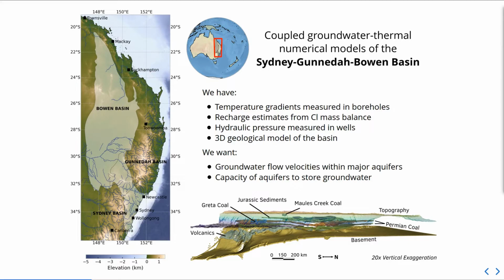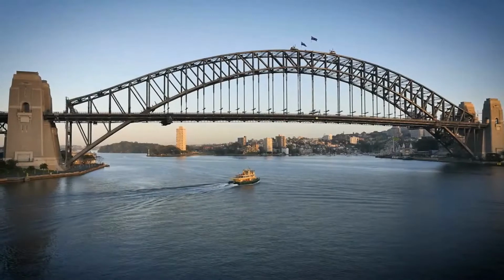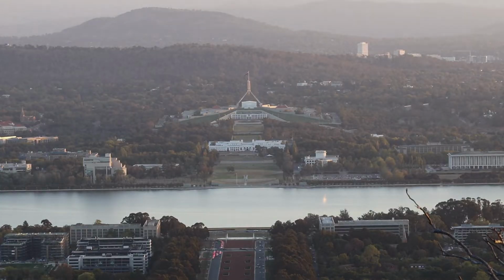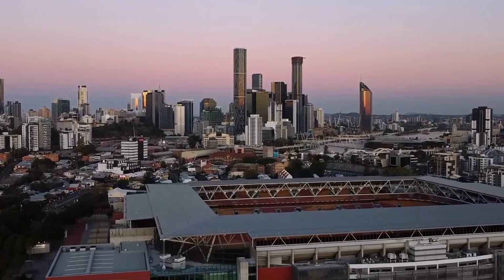With that background in mind, we have assembled a coupled groundwater thermal model of the Sydney-Gunnedah-Bowen Basin, which is located along the eastern third of Australia. This is a region important for agricultural production and home to some of the largest urban settings in Australia, encompassing Sydney, Canberra, Newcastle and Brisbane. We have assembled a 3D geological model of the entire region, which includes major sedimentary layers, which act as aquifers, and coal seams and volcanics, which behave as aquitards.